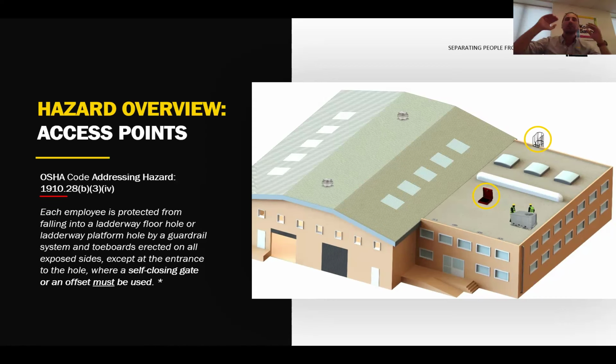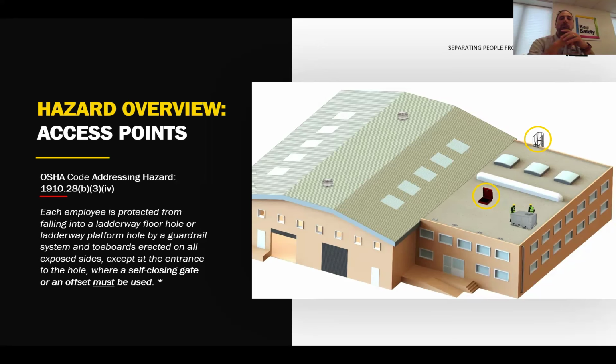All right, so crash course in OSHA is done. Let's dive into what OSHA has to say on access points. OSHA breaks it down and says that each employee must be protected from falling into a ladderway floor hole or ladderway platform hole by a guardrail system and a toe board erected on all exposed sides, except at the entrance to the hole where a self-closing gate or an offset must be used.